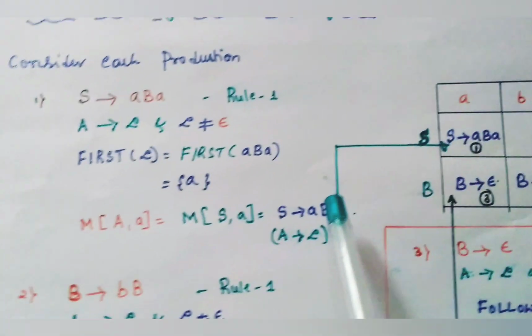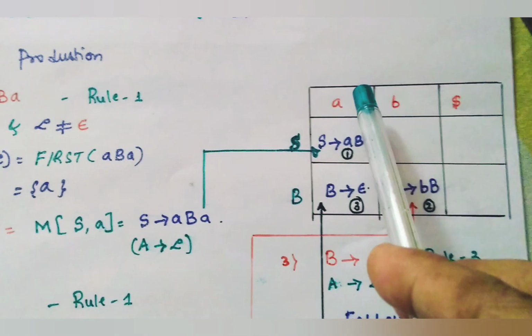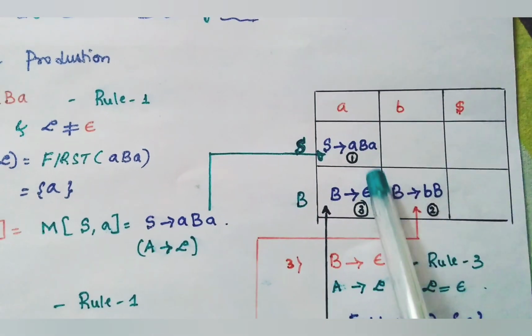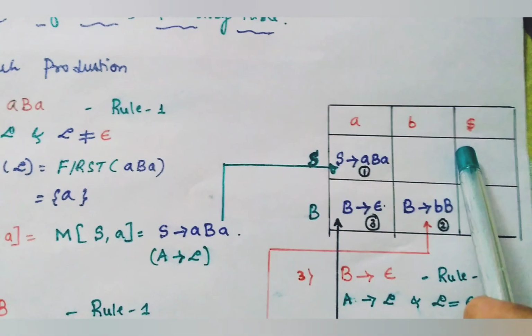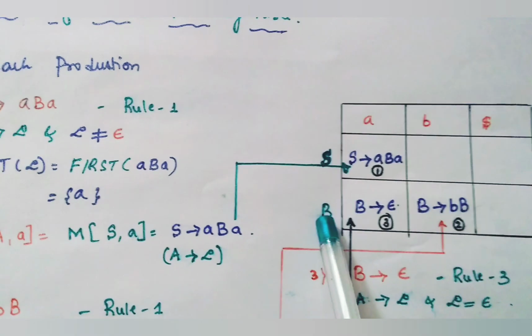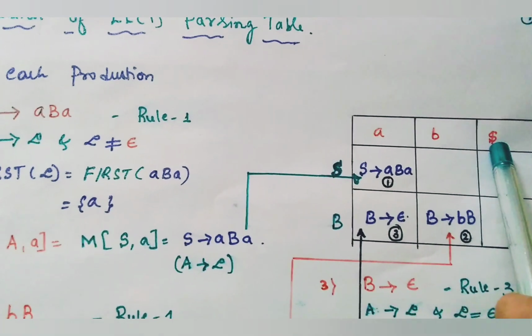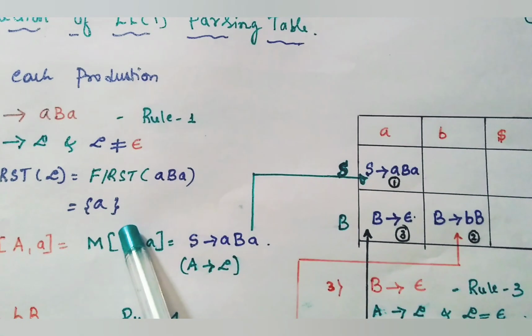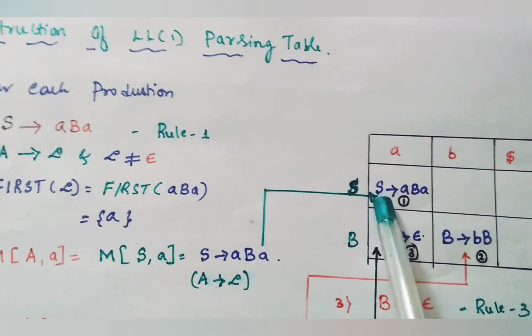Now I'll make the same entry in my predictive parsing table, wherein each column represents a terminal symbol, whereas each row represents a non-terminal symbol. We have two non-terminal symbols, one is S, the other one is B, whereas my terminal symbols are A, B, and dollar. Now according to the first rule, we found that S on A will have the entry S tends to ABA.